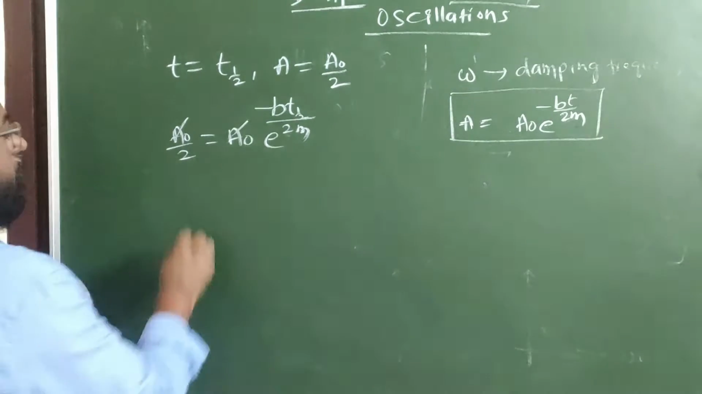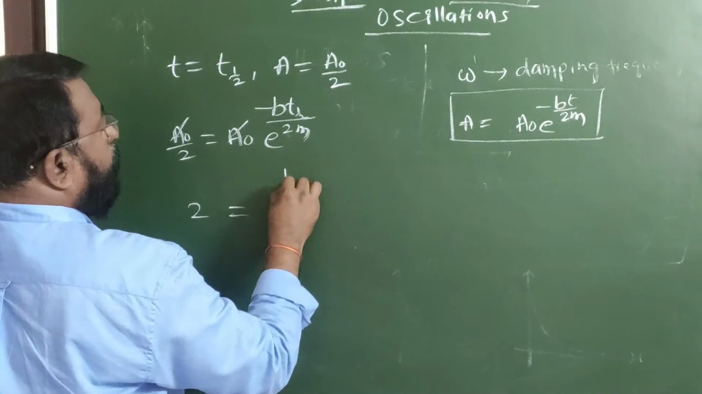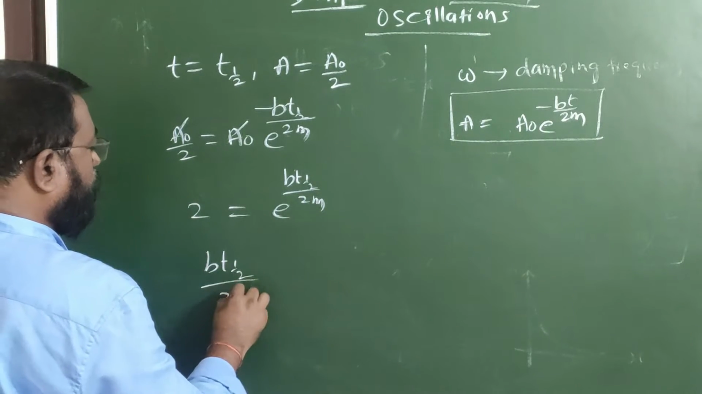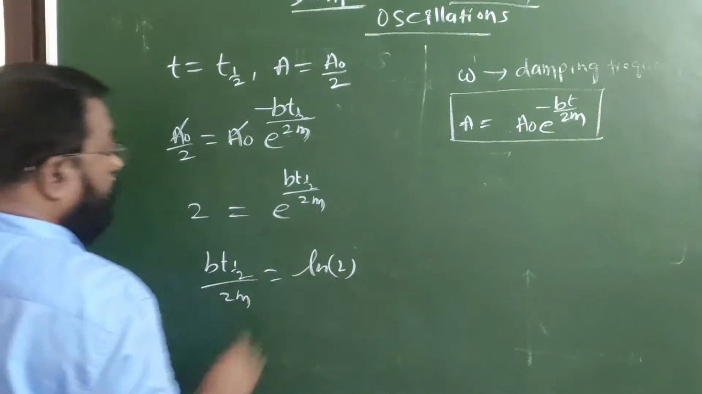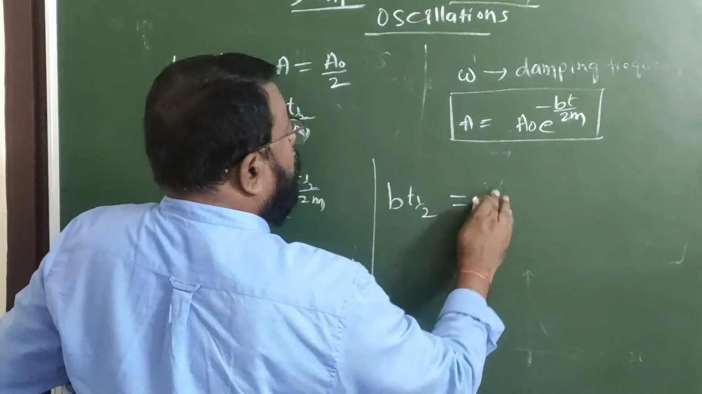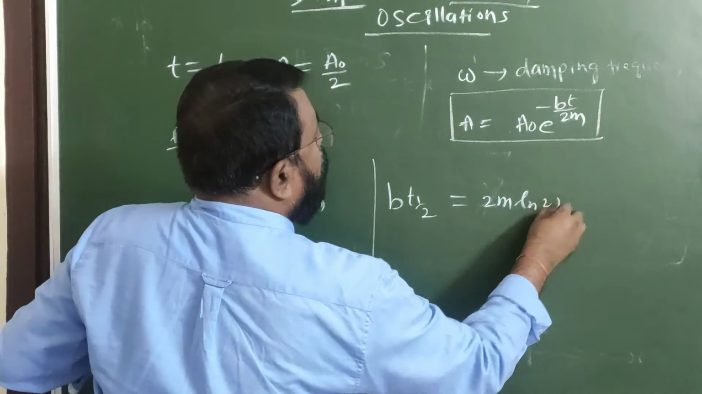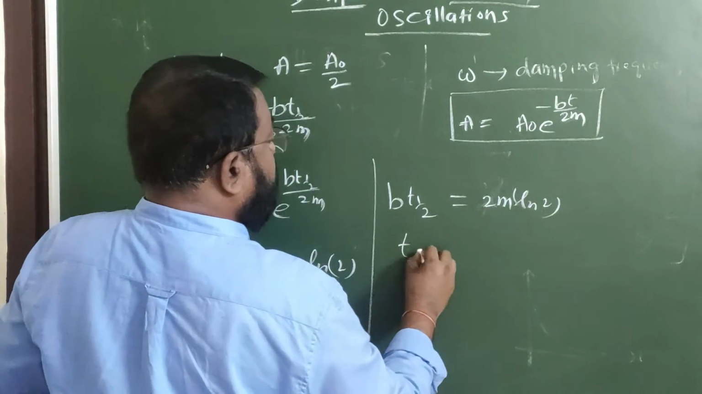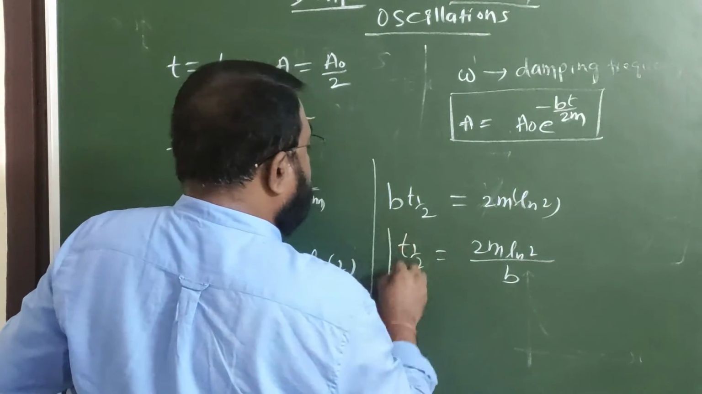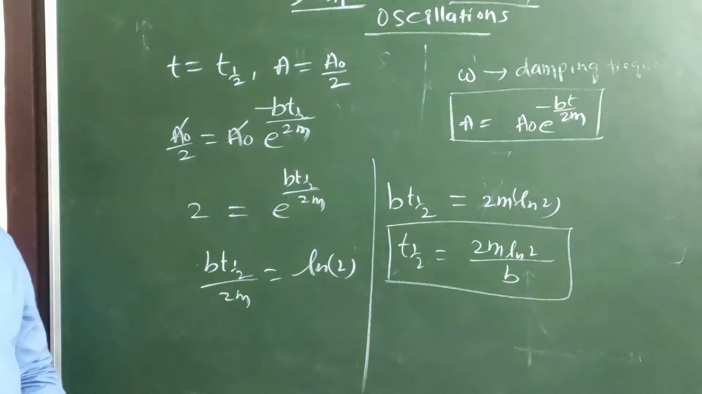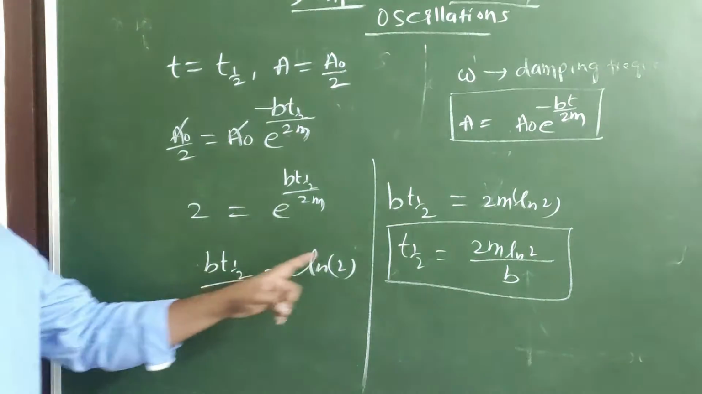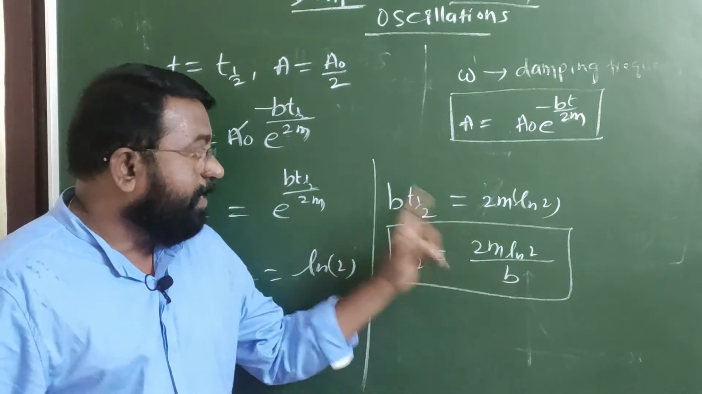A naught cancels. This becomes 2 is equal to e to the power of b t half by 2m. Therefore, b t half by 2m is equal to ln 2. This becomes b into t half is equal to 2m into ln 2. Therefore, t half is equal to 2m into ln 2 by b. This is the time taken to decrease the amplitude from the initial amplitude A naught to half of the initial amplitude. This is the time taken, 2m ln 2 by b.